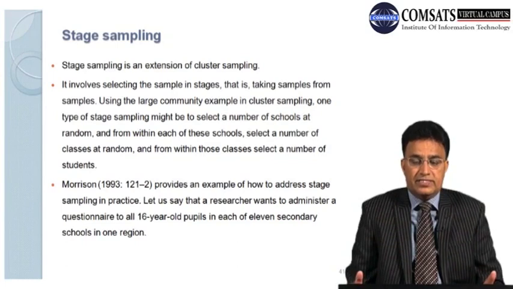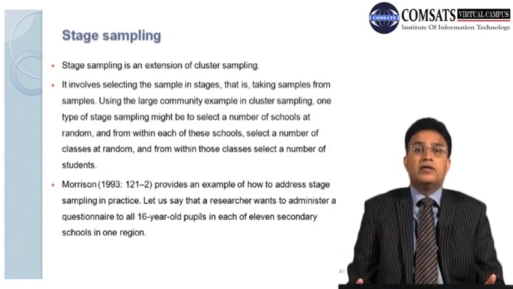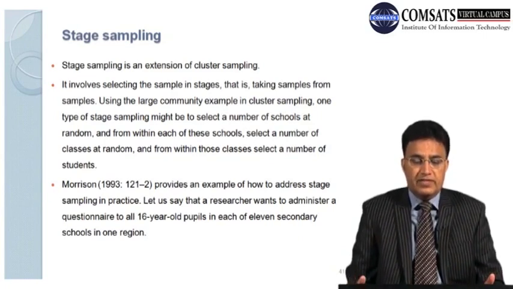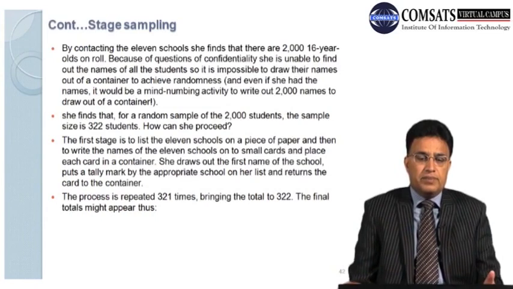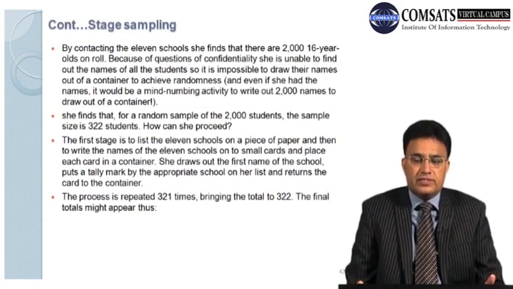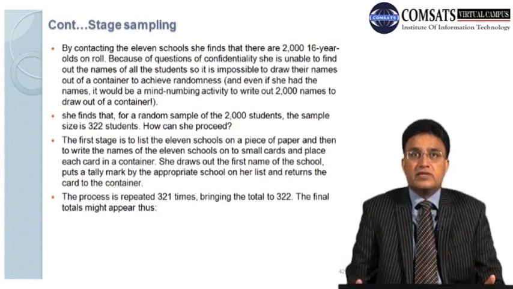Let's say that a researcher wants to administer a questionnaire to all 16-year-old pupils in each of 11 secondary schools in one region. By contacting the 11 schools, she finds that there are 2,000 16-year-olds enrolled. Because of questions of confidentiality, she is unable to find out the names of all students. So it is impossible to draw their names out of a container to achieve randomness.